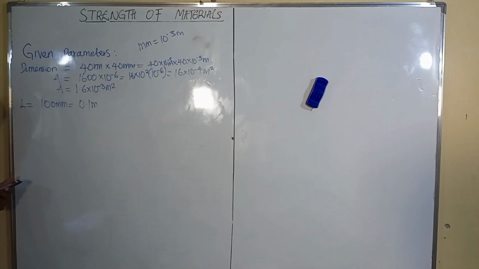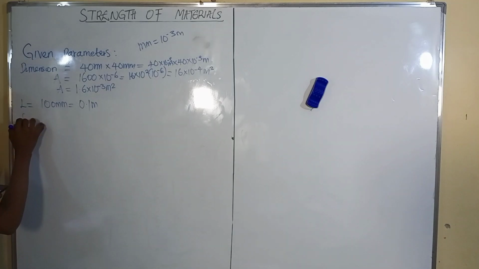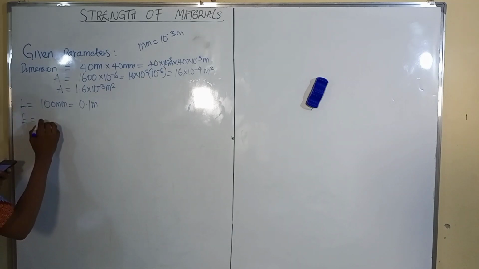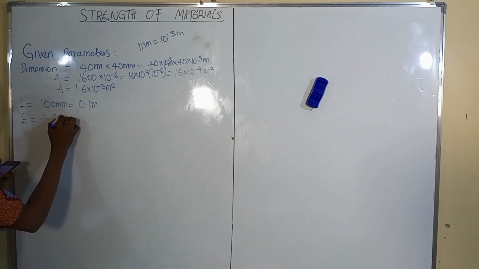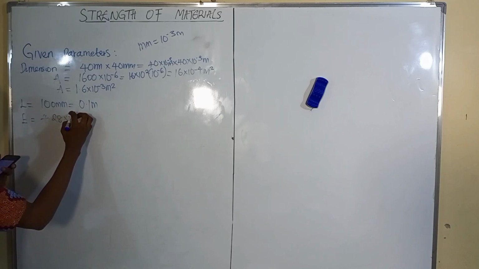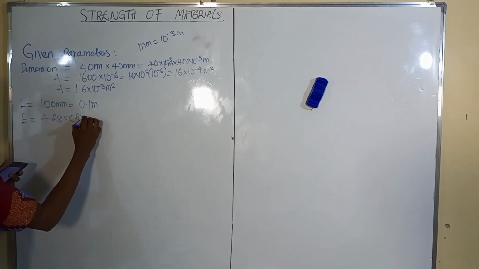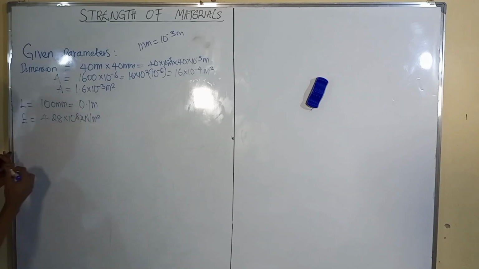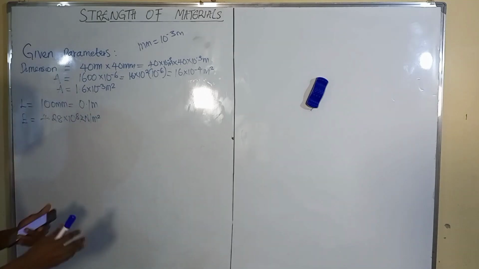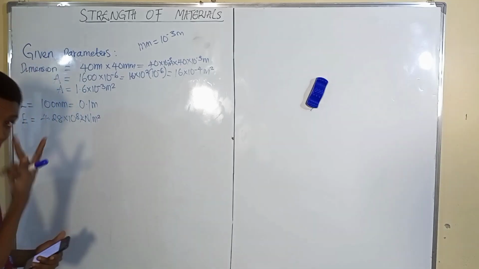So what are we given next? We are given the Young modulus, which is 4.28 times 10 raised to the power 8 kilonewton per meter square. Now what I'm doing here is trying to bring down the unit in the right proportion, because it's very, very important that you do that.